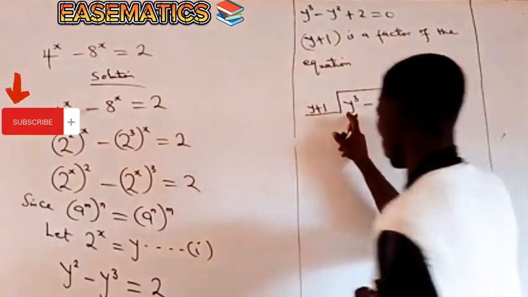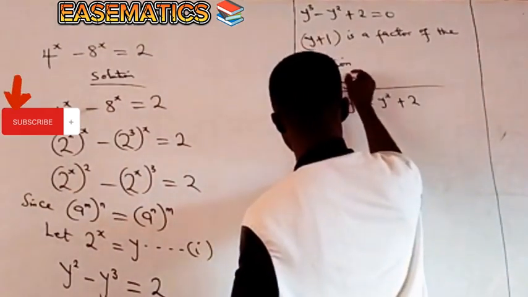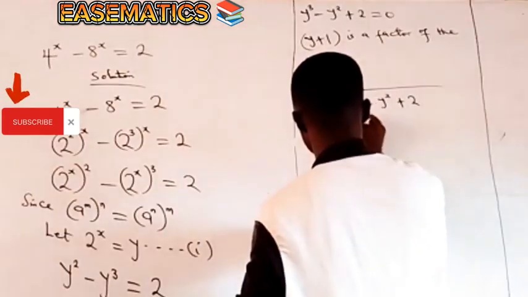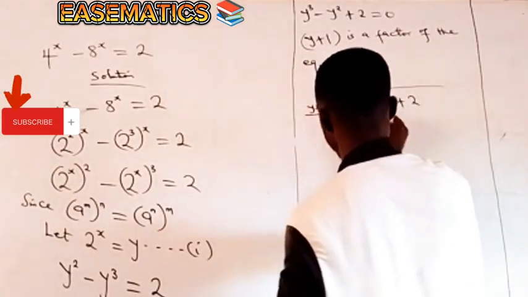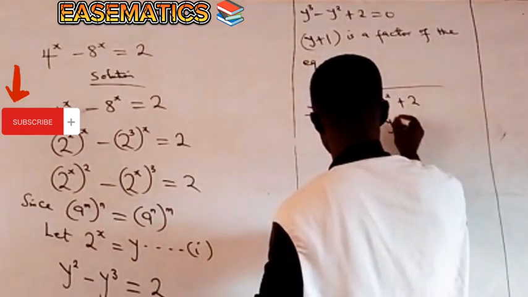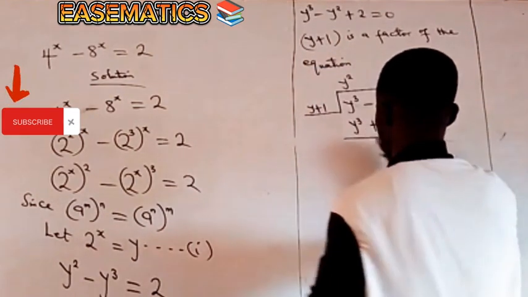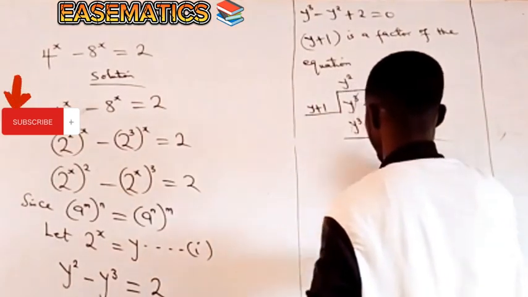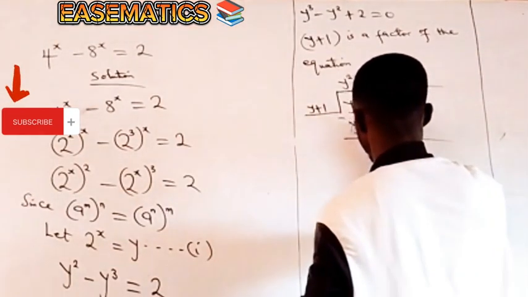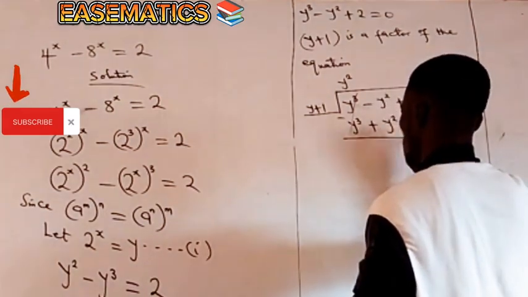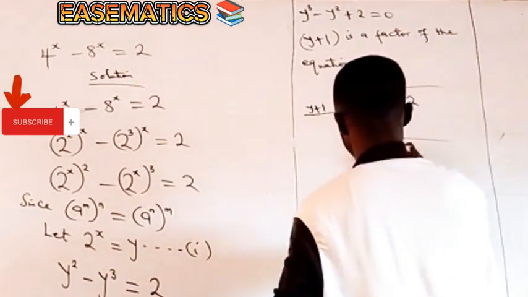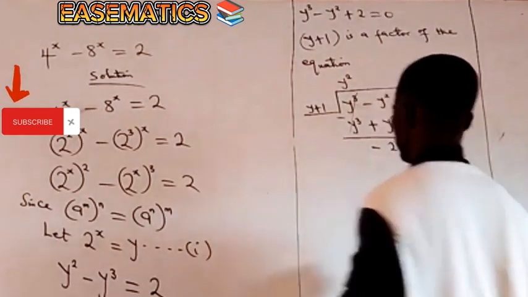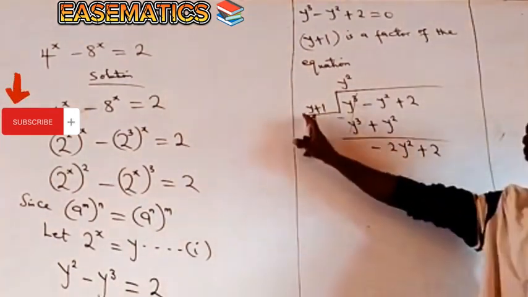Alright, y dividing y cubed gives y squared. Y squared multiplied by y is y cubed. Y squared multiplied by plus 1 gives plus y squared. Subtracting this, y cubed minus y cubed becomes 0. Minus y squared minus plus y squared will give minus 2y squared plus 2. Plus 2, alright. We go again.